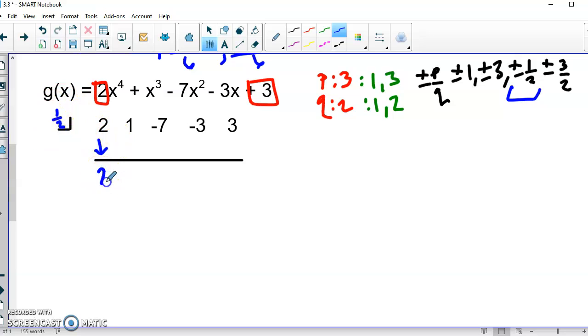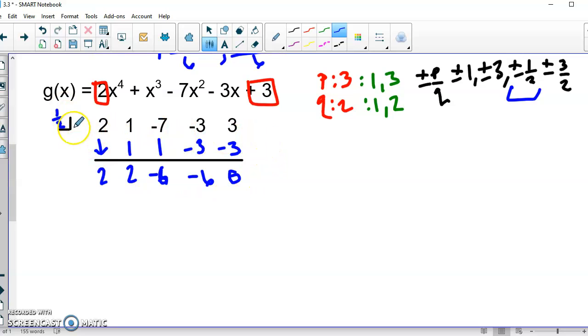So I'm going to bring down my 2. 2 times 1/2 is 1, add. 2 times 1/2 is 1, add. Negative 6 times 1/2 is negative 3, add. And the remainder here is 0. Okay, so this is a 0 right here.